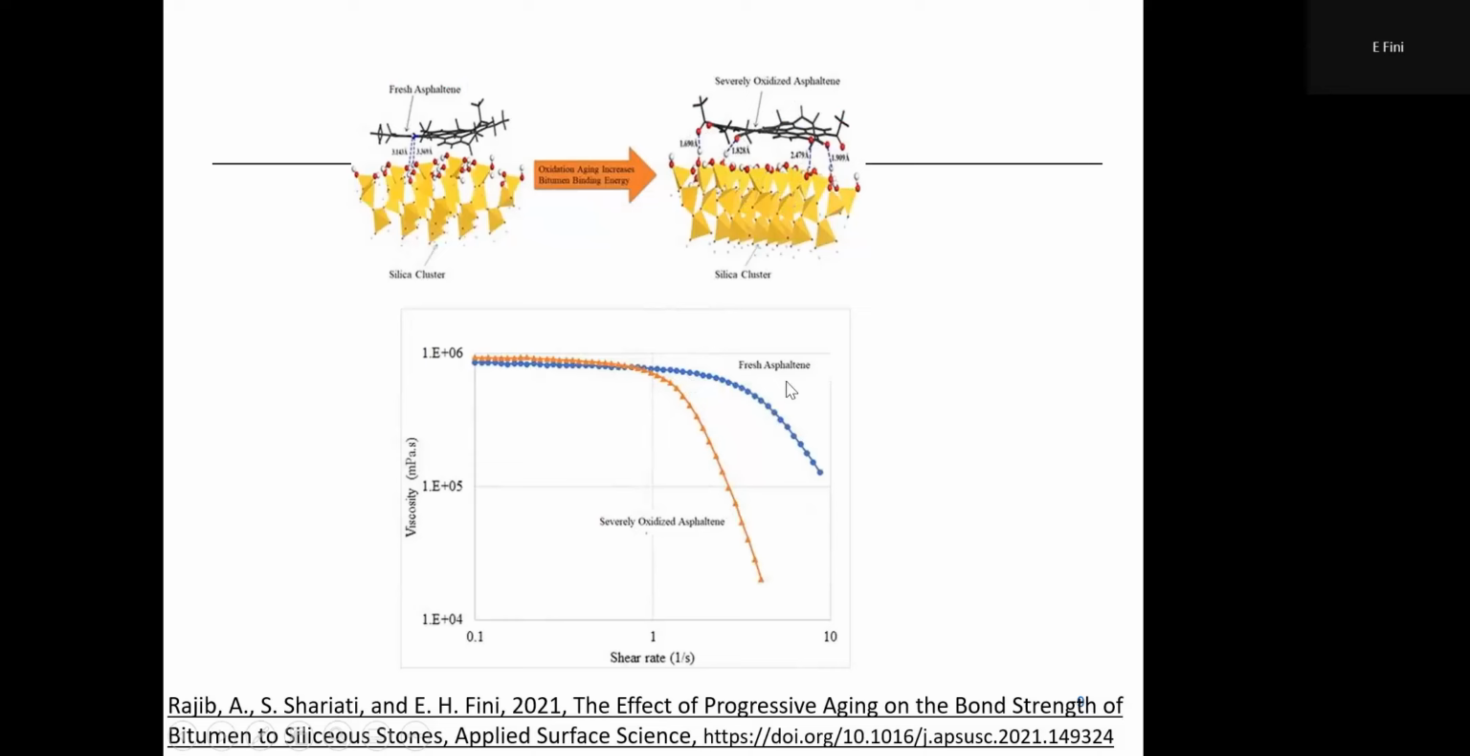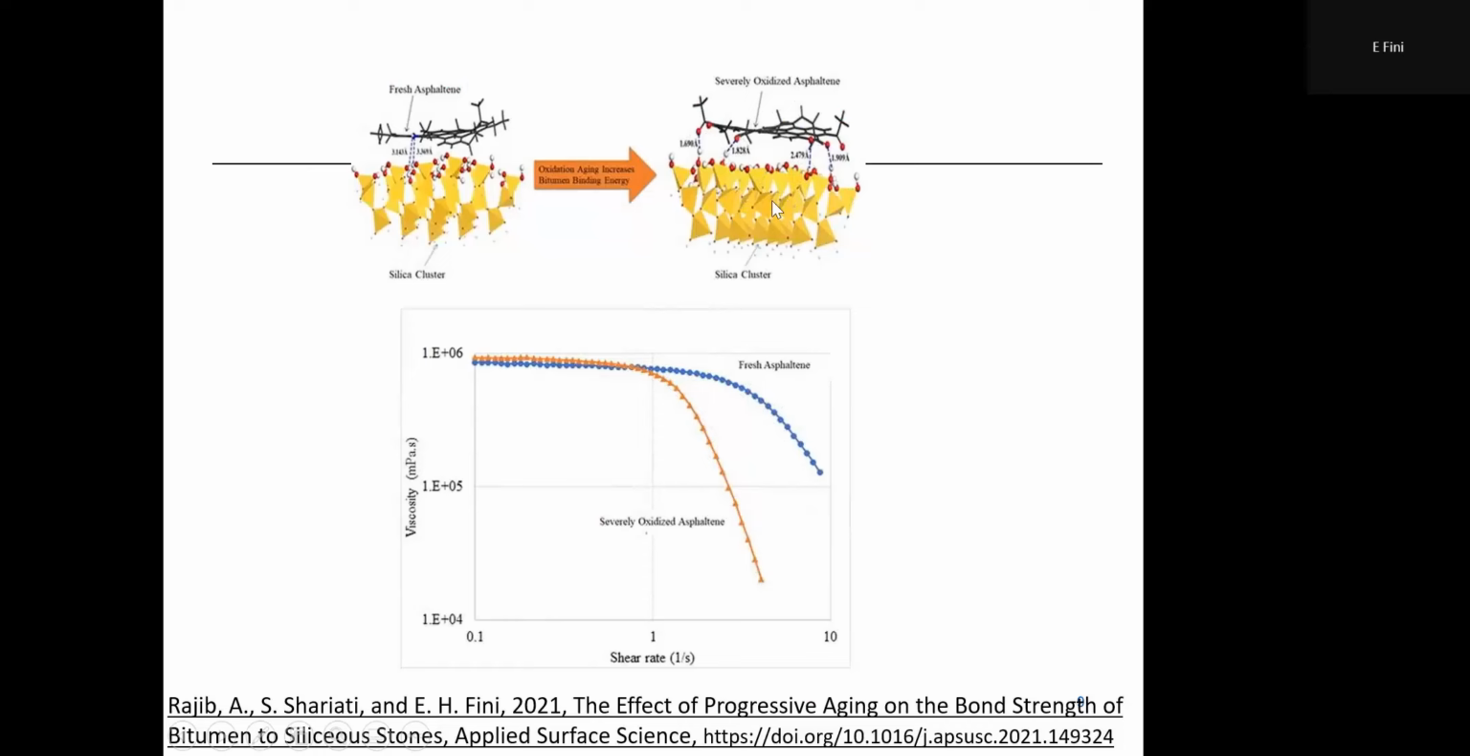So in the case of fresh asphalt on the top, no aging, and then you have the oxidized version on the bottom, severely oxidized actually. You can see when you shear them relative to each other, stone and bitumen, they shear very differently. The fresh one shears right away, very easy. The oxidized one has a much steeper slope, and the higher the slope in this case, it shows higher bonding between the two.